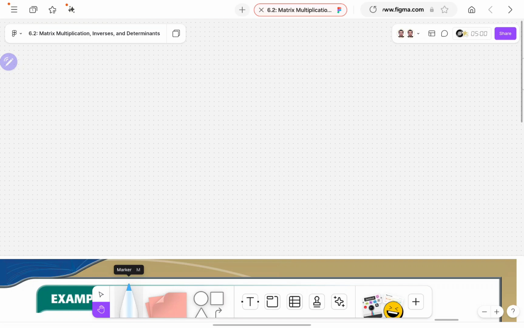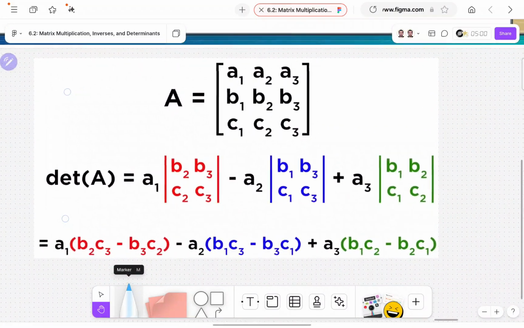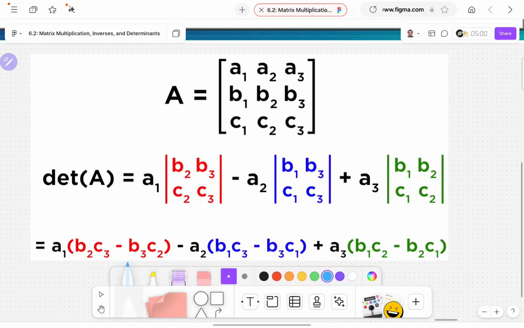Okay, or let me show you here. Now look, this is the determinant of a 3 by 3 matrix. To find it, you need to follow this rule. Let's say I have a matrix A with 3 rows and 3 columns. How do we find the determinant, det A?